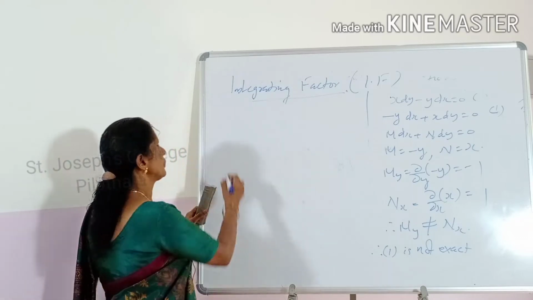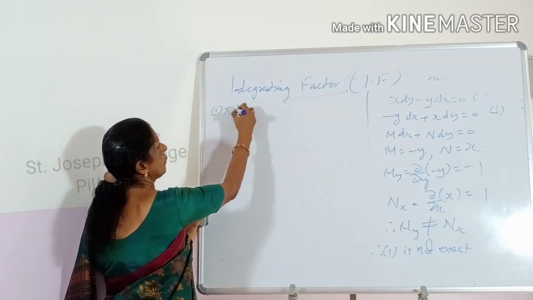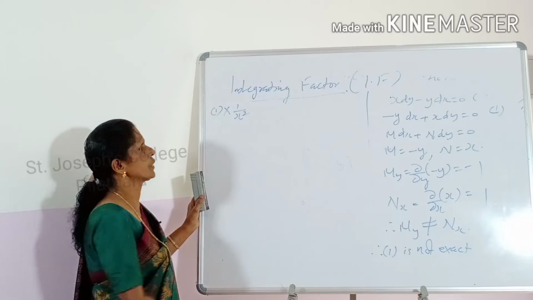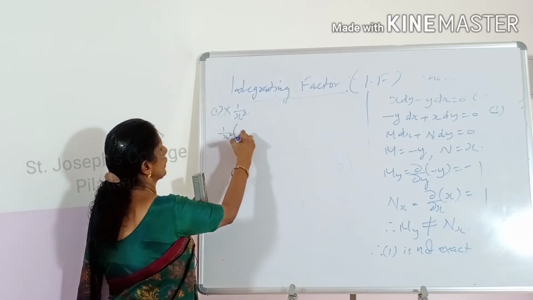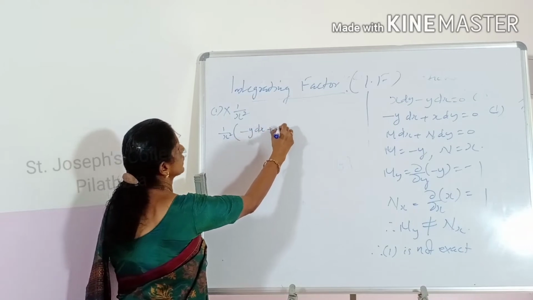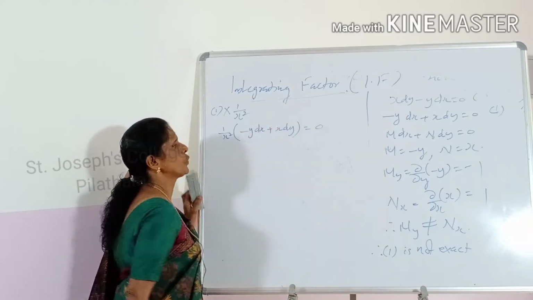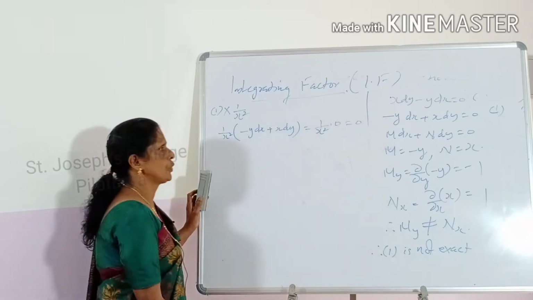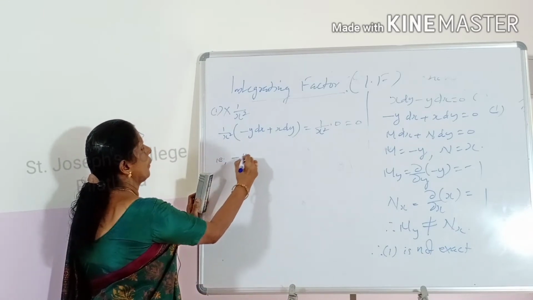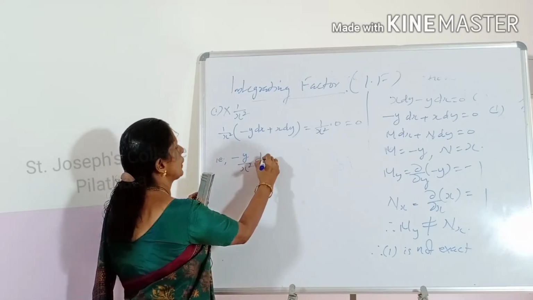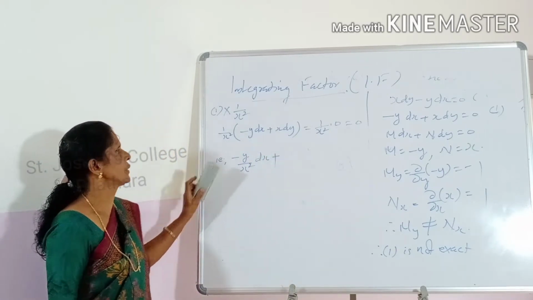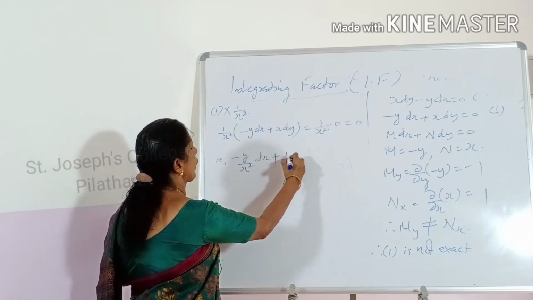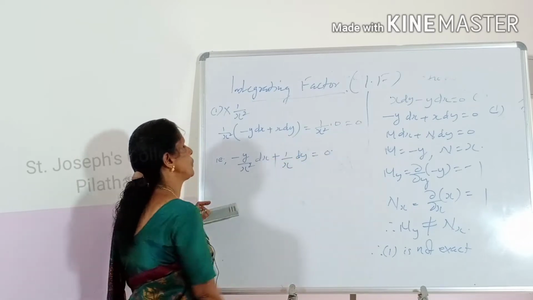Now by inspection, if we multiply equation 1 by 1 by x square, we get 1 by x square into minus y dx plus x dy equal to 1 by x square into 0 equal to 0. That is, minus y by x square dx plus 1 by x square into x dy, x by x square, that is 1 by x dy, equal to 0.